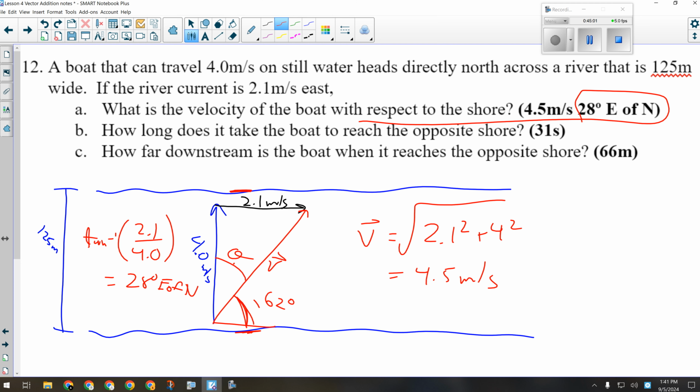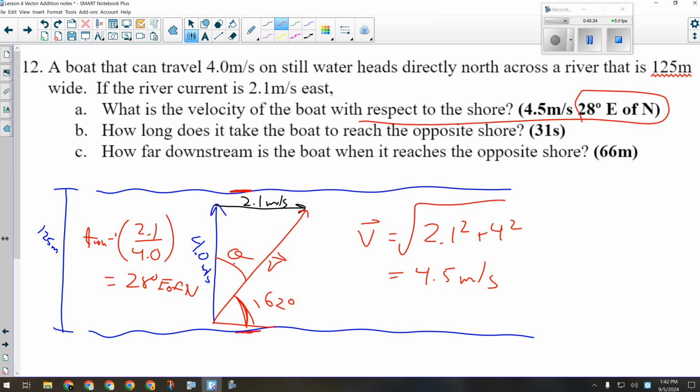Okay. All right, now that I've got that, part B, how long does it take the boat to reach the opposite shore? Is anything I did in part A useful to me for part B? None. Okay? Everything I calculated goes this way. That's not across the river. Okay? None of that helps me for part B.